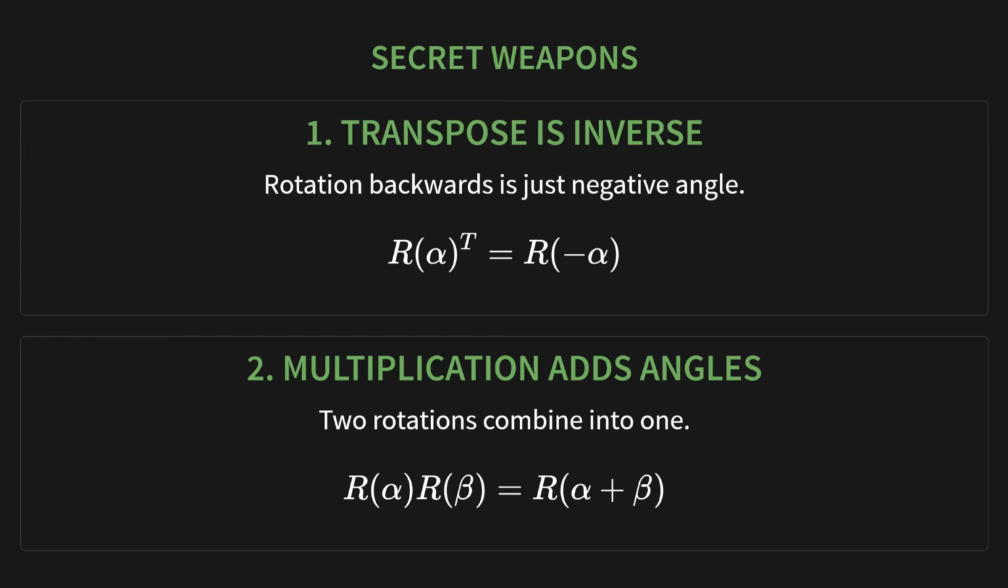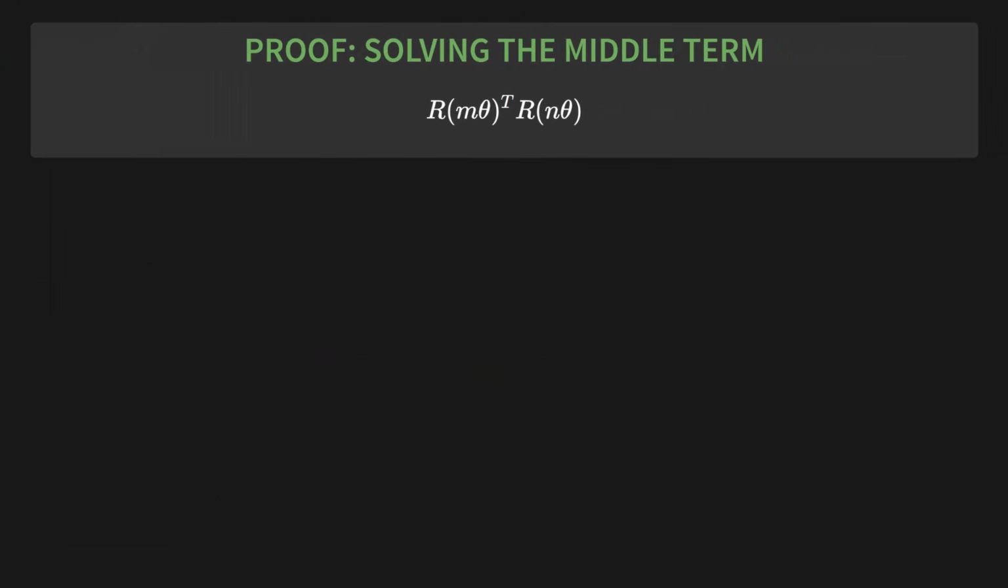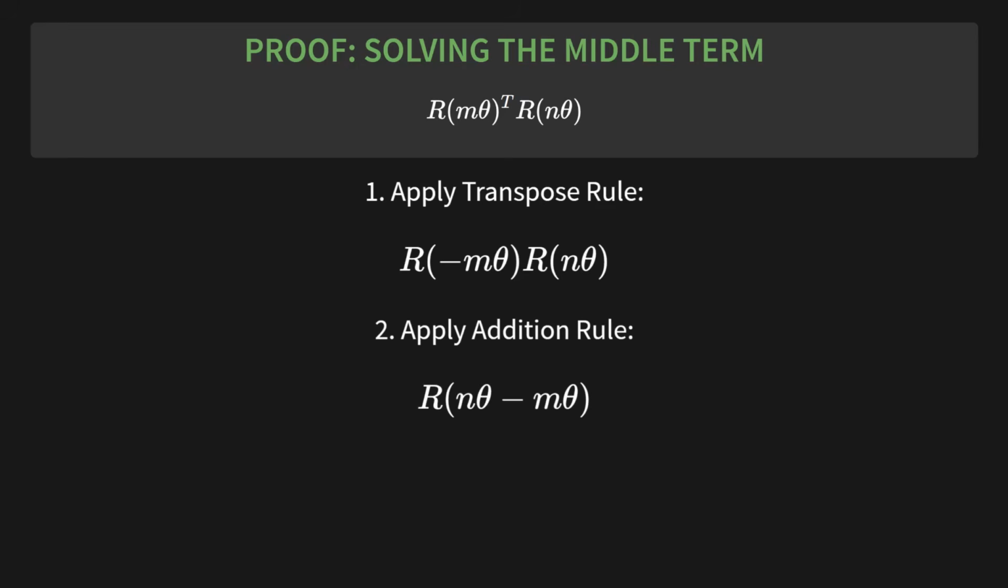Okay, let's solve that middle term. We start with R of m theta transpose times R of n theta. Step 1, apply the transpose rule. That first term becomes R of negative m theta. Step 2, apply the addition rule. We combine the two rotations by adding their angles. So we get R of n theta minus m theta. And for the final beautiful step, we just factor out theta. We are left with R of (n minus m) times theta.